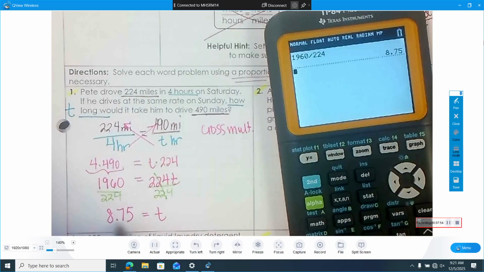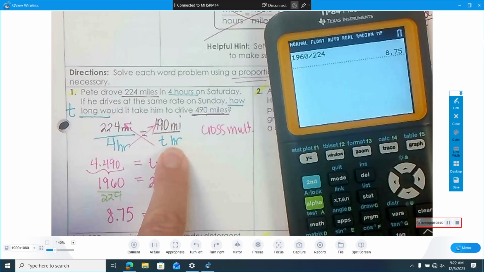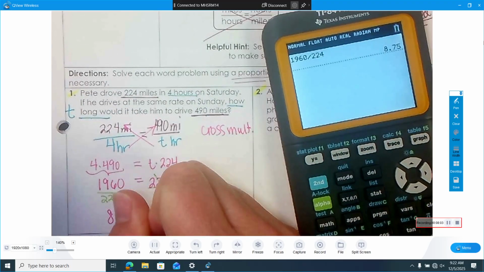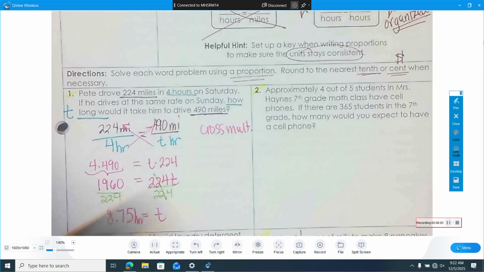When we talked about t, what does 8.75 mean? What units are on the 8.75? Hours. Very good. And we wrote it right up here to help us out. So 8.75 hours. So it took him 8.75 hours, which would be 8 hours and 45 minutes. Very good. 8 hours and 45 minutes to drive that 490 miles. Okay.